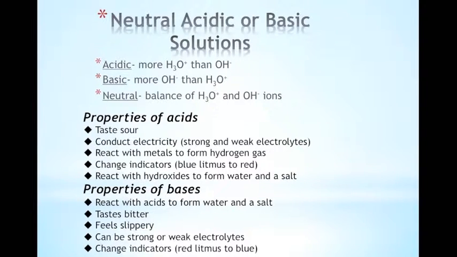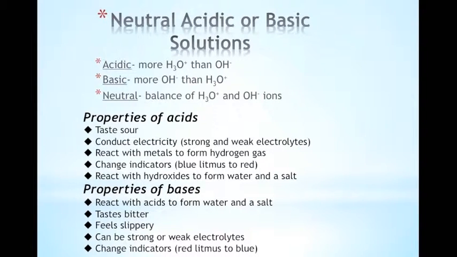So, let's go over the properties of bases and acids. Acids always taste sour, although I wouldn't recommend testing it at home. It tastes bitter and gross. And bases, on the other hand, taste bitter, so I wouldn't recommend trying either.